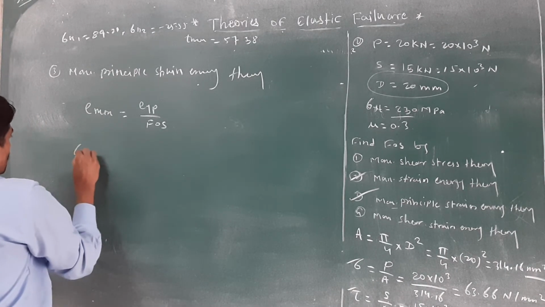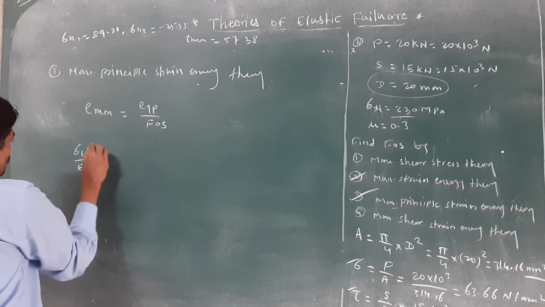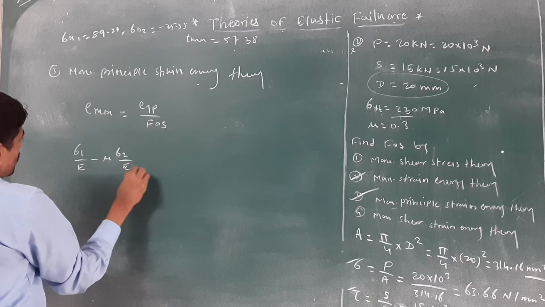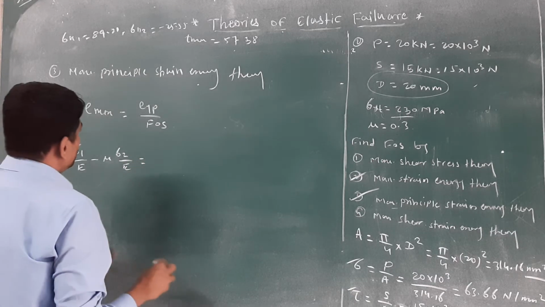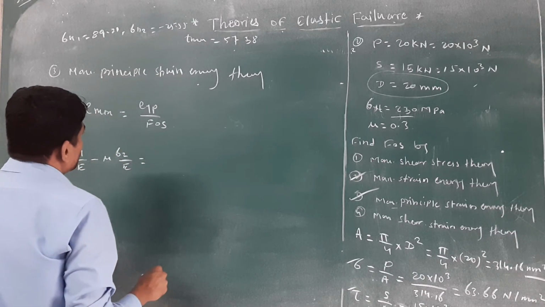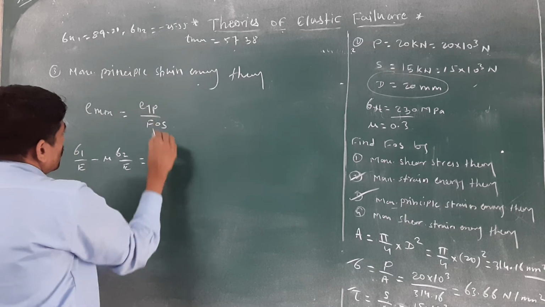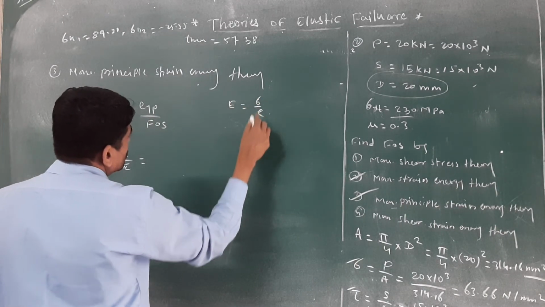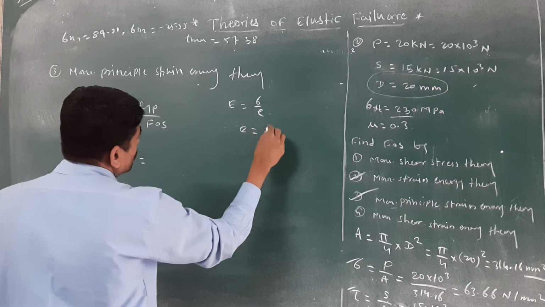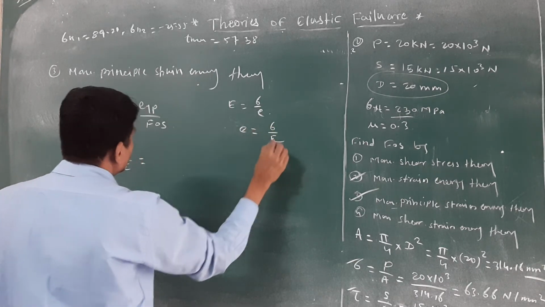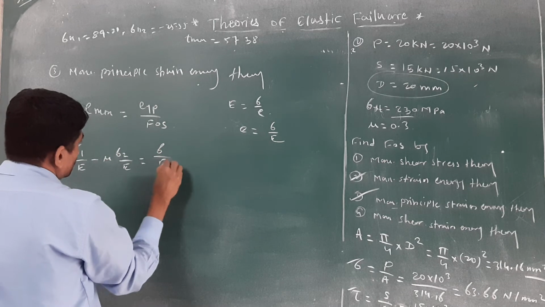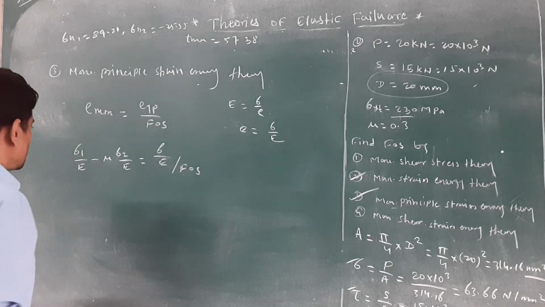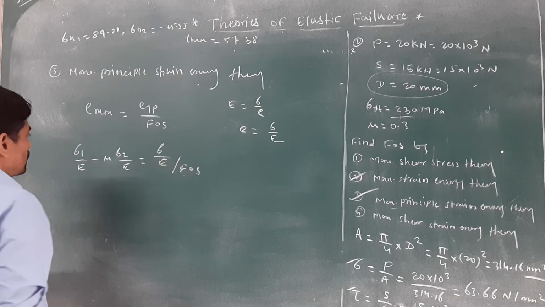We have seen how to calculate that: sigma 1 upon E minus mu into sigma 2 upon E is equal to EYP. Again, what is EYP? E means what? E is equal to sigma by E. We have seen in the first unit, E is equal to sigma by E divided by factor of safety. This E gets cancelled.